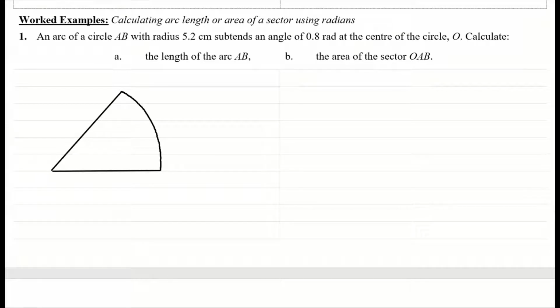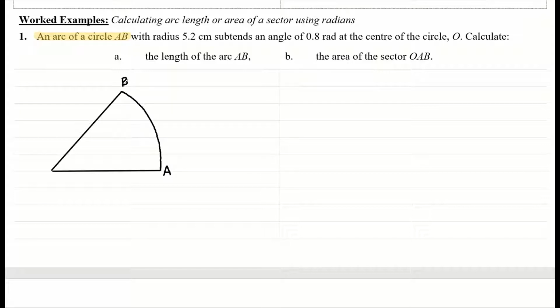For the worked examples we're going to start with, we're just going to do some basic substitution into the formulas we've just derived. If we read the question, there are a few words we need to be familiar with. It says the arc of a circle AB. That means the arc part of this diagram that I've pre-drawn could start at A and end at B. It doesn't matter which way around you do it, but that's what it means. So that's the arc of a circle AB.